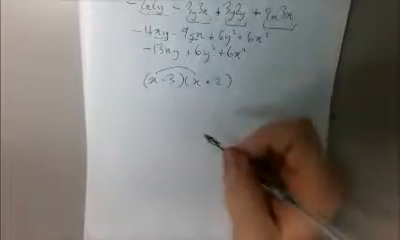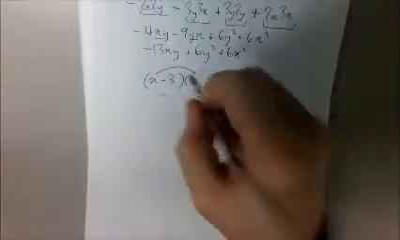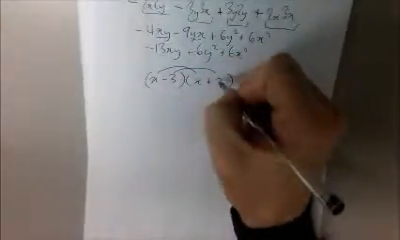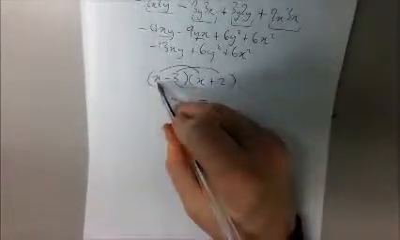Left eyebrow is a positive times a positive, so you don't need to write anything there. Right eyebrow, a negative times a positive is a negative. Nose, negative times a positive is a negative. Mouth, positive times a positive is a positive.